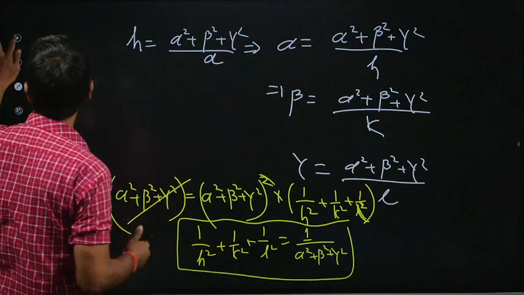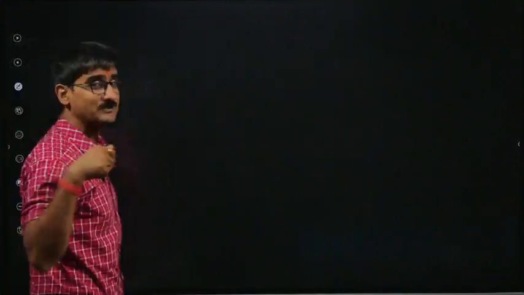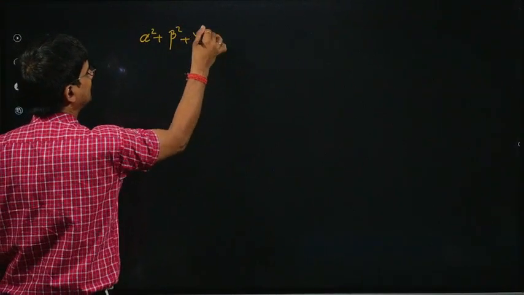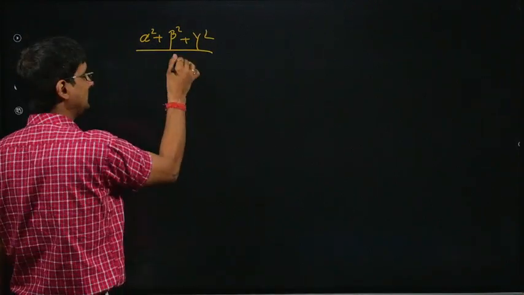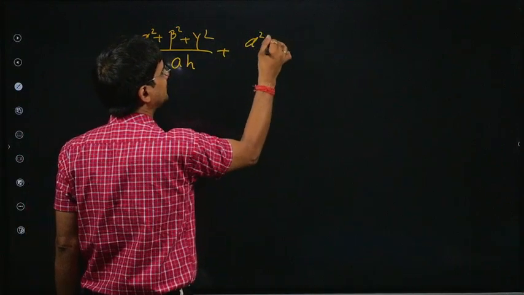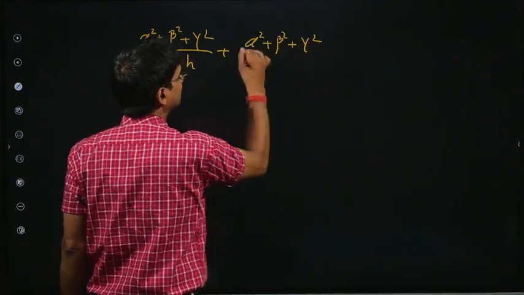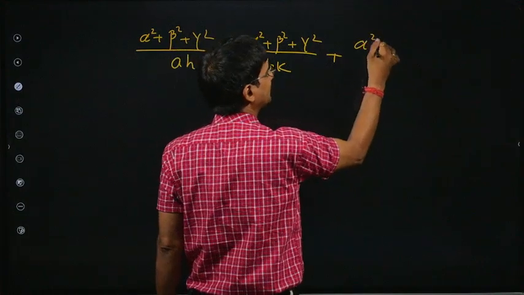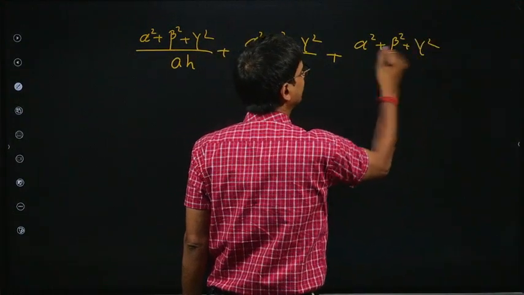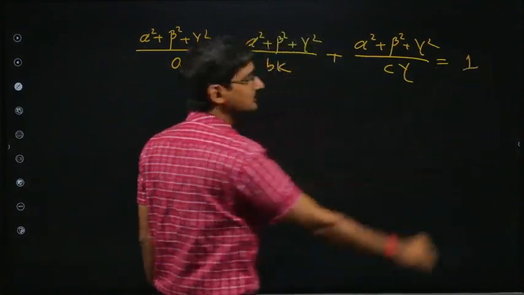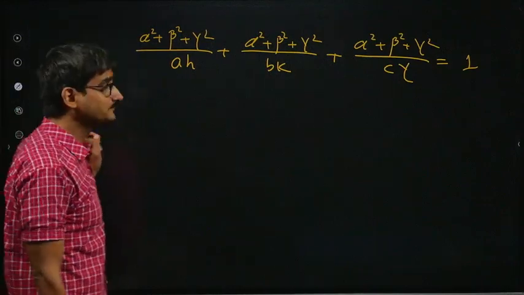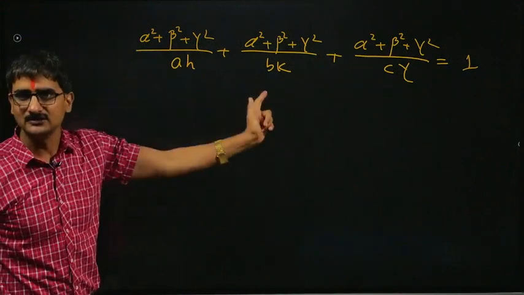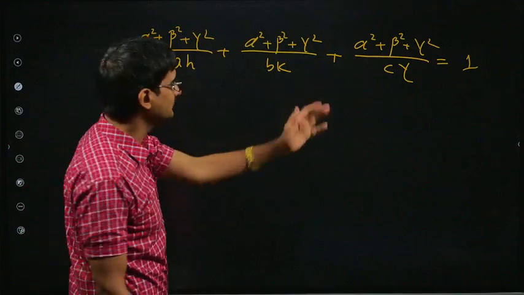So let's put that value in the given equation of plane. So it's alpha upon a. Alpha is (alpha square plus beta square plus gamma square) by h, so a h. Similarly, beta is this square by k, so b k. Gamma by c, so gamma is (alpha square plus beta square plus gamma square) by l, so c l, is equal to 1. Now what? Of course, alpha square plus beta square plus gamma square is common from all the three terms in the LHS. So take it common, take it to the RHS in the denominator.